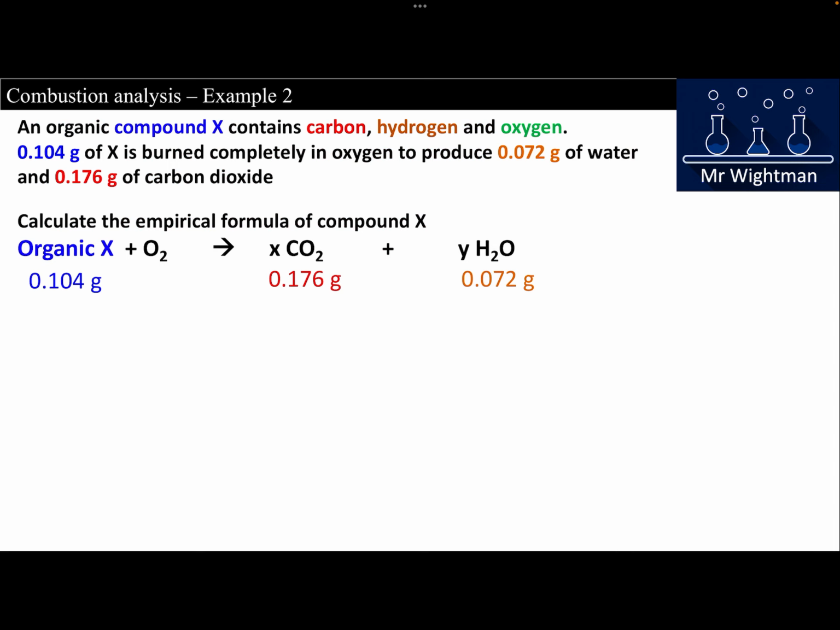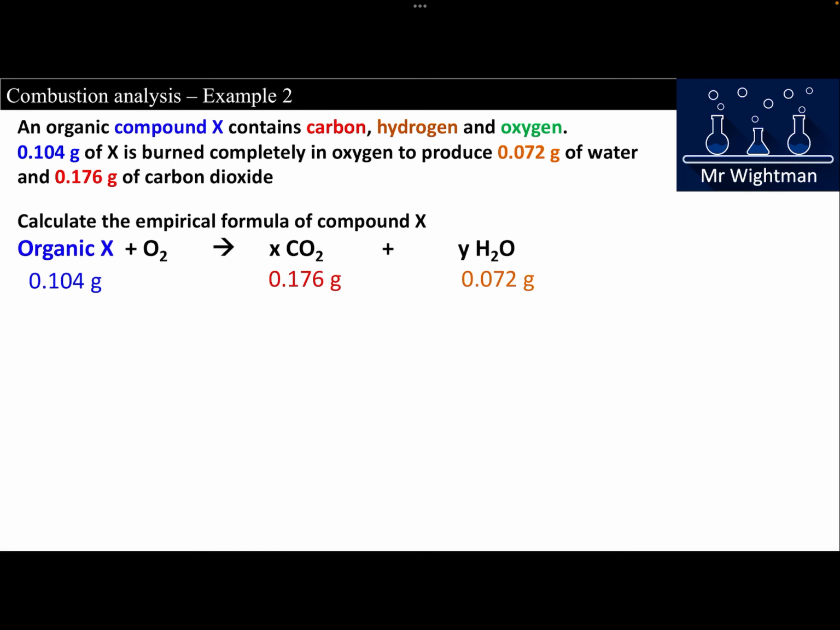So the next example is an example that also contains oxygen, so it's not just a hydrocarbon. So an organic compound X contains carbon, hydrogen and oxygen. 0.104 grams of this unknown compound X is burned completely in oxygen to produce 0.072 grams of water and 0.176 grams of carbon dioxide. So again, the only way you can really work this out is by working out the mass of CO2 and water.